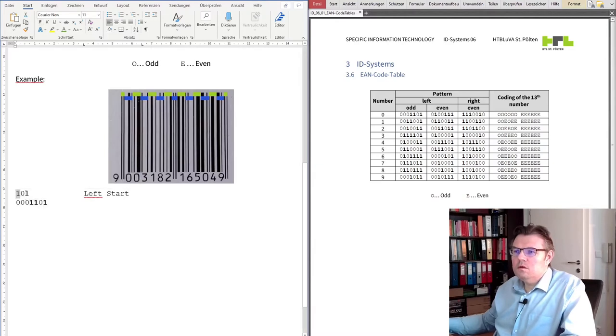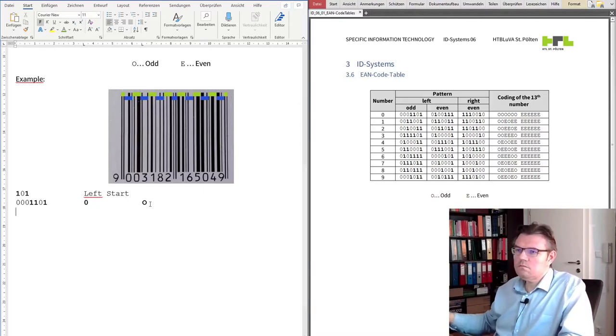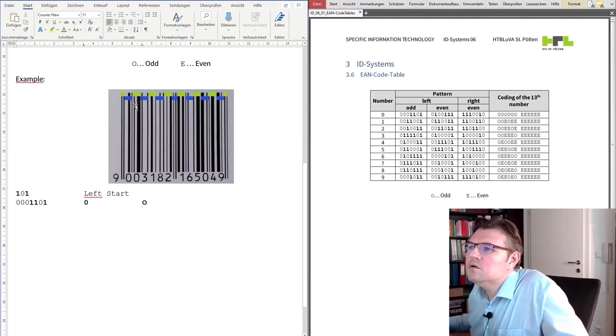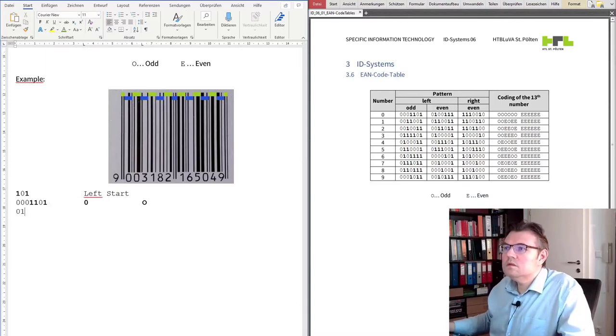If you look up in the code table, I will mark the ones with bold. We have it here. So this is actually the number 0, and it's odd, because we have 3 ones inside, an odd number of ones. Next one, the green one: 0 1 0 1 1 1 1, 0 1 0. And then there are 4 ones.